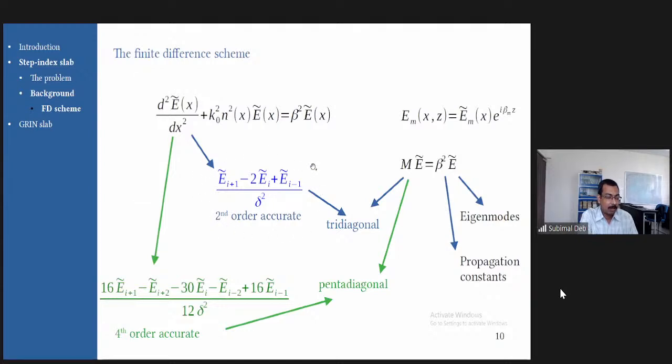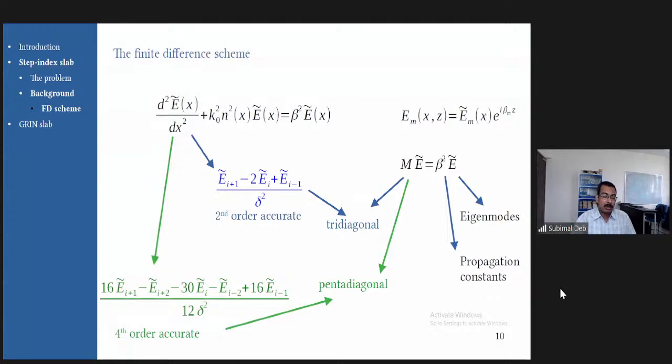One can also go for a fourth order accurate scheme where you write the second derivative in terms of the field values at that point, that is Ei, at the neighboring points, Ei plus 1 and Ei minus 1, and the next nearest neighbors, Ei minus 2 and Ei plus 2. It is very easy to work out this expression for the second order derivative, and this will lead us to a pentadiagonal matrix for M. Now you can solve for the propagation constants and the eigenmodes by diagonalizing the matrix M.